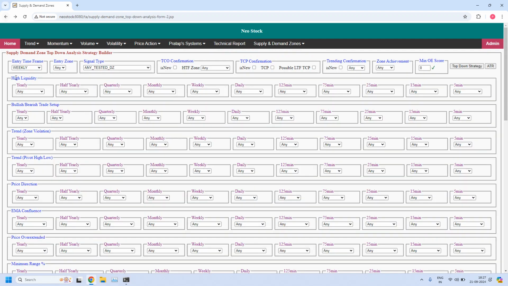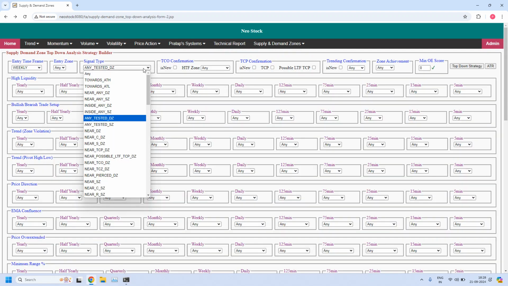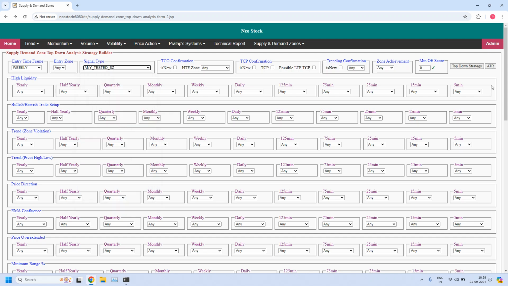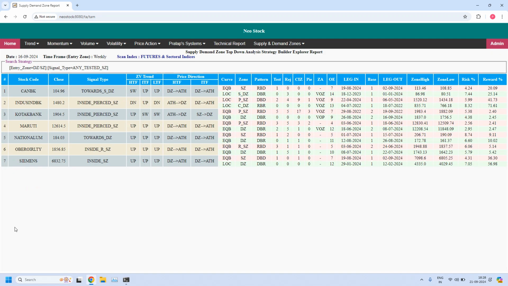In the next report for weekly time frame, let us find the stocks where the supply zones are tested during this week. The stocks having supply zones. So these 7 stocks having supply zones are tested during this week. Which supply zone? Weekly supply zones. Okay, this is about tested.